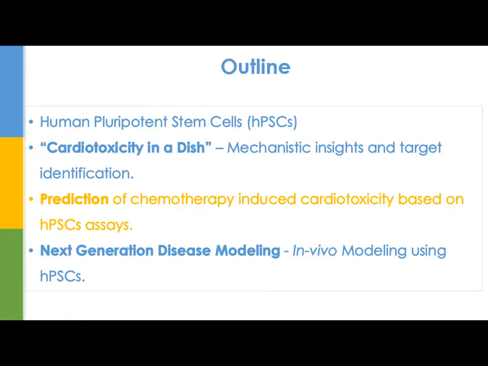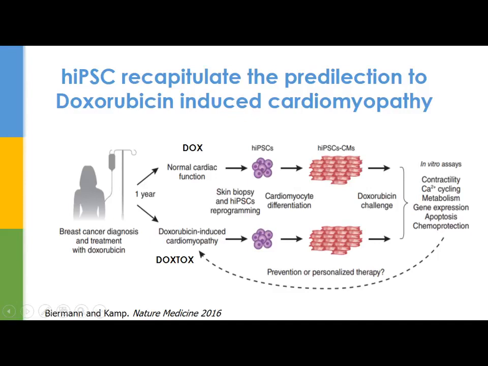So we have shown that the human pluripotent stem cell platform can be used to model chemotherapy-induced cardiomyopathy, but the next question in the era of personalized medicine is whether we can predict the effect of chemotherapy on an individual patient. This study also came from this Stanford group. They generated human pluripotent stem cells from breast cancer patients.